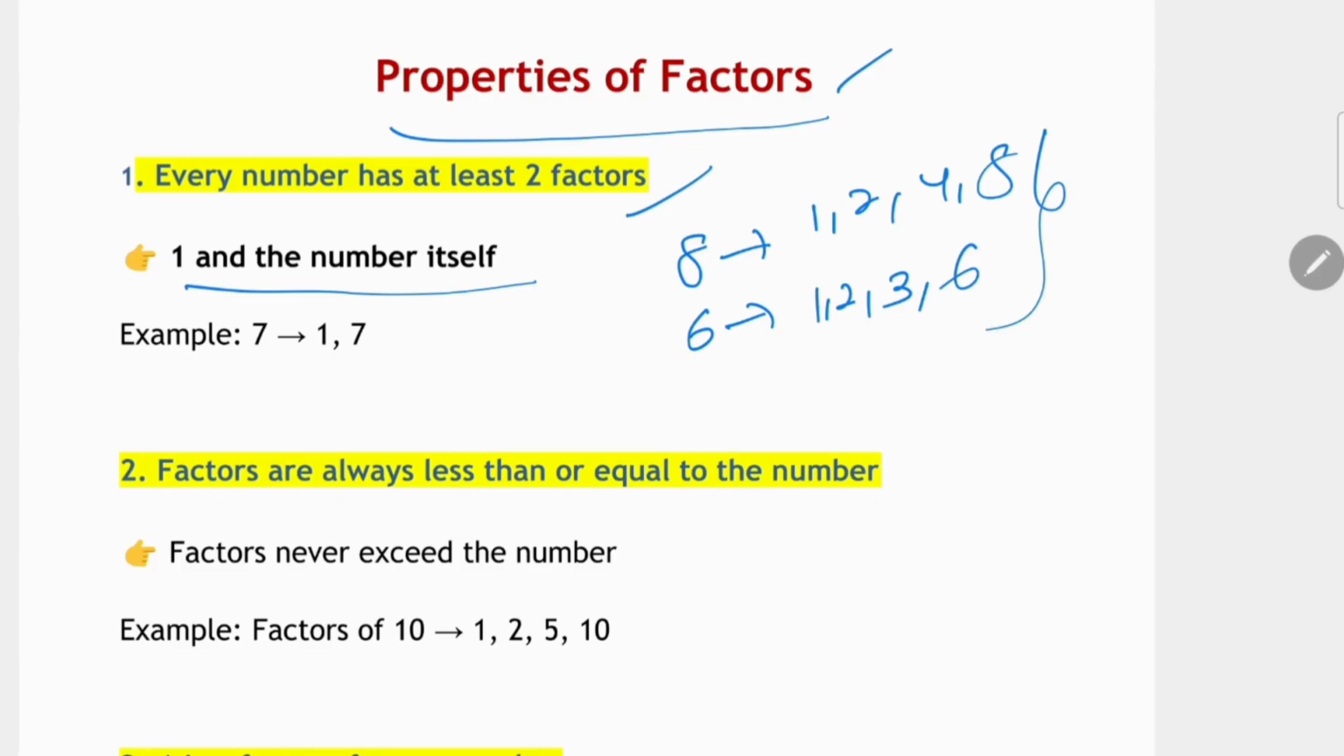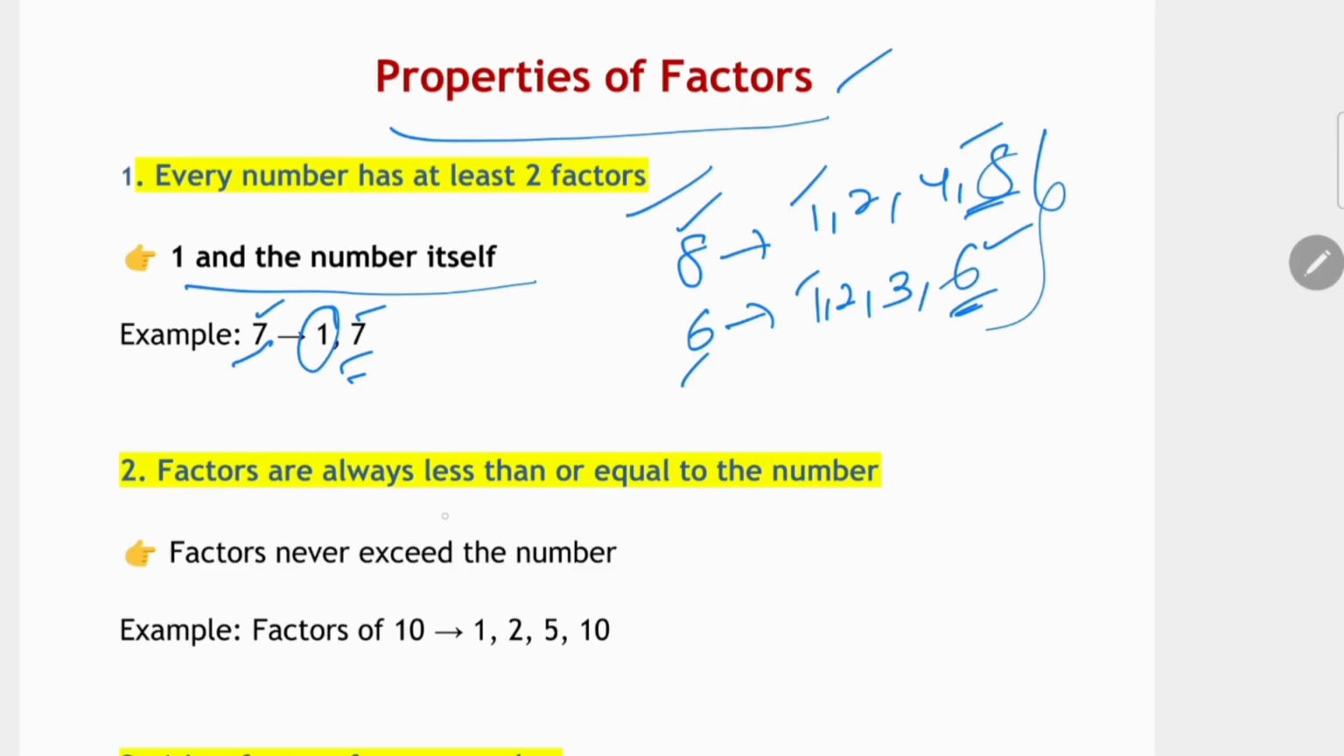Here we observe that 1 is a common factor for every number, and every number has itself as a factor. 8 has 8 as a factor, 6 has 6 as a factor also, and 7 has 1, which is a common factor of all numbers, and 7 has 7 as one of the factors. Is it clear?